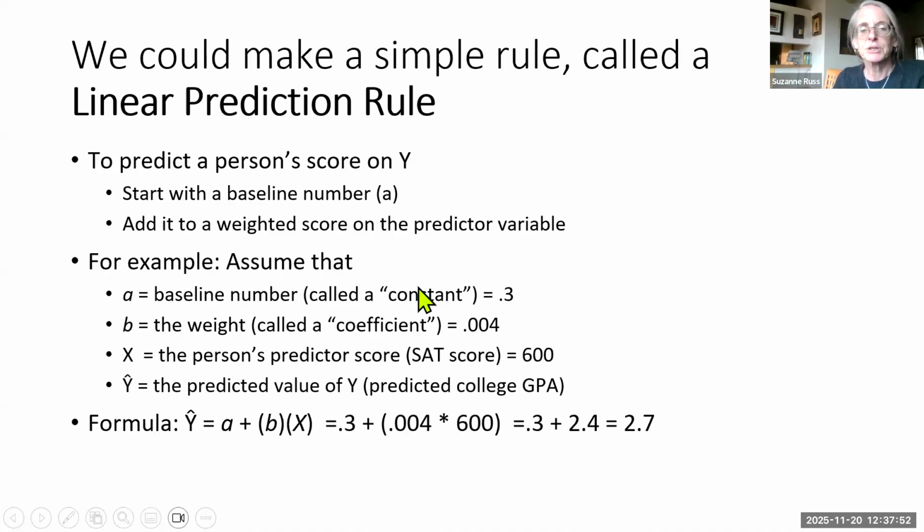And so this is what the formula would look like for this example. We have a student who applied, they got a 600. We already know our coefficient B. We already know our constant A. And so the formula to predict their college GPA is A plus B times their score. And if we fill in the numbers, well, A is 0.3, and we add to it this 0.004 times 600. And that gives us, in the end, a 2.7. So that is our predicted score for our person, and maybe that helps the admissions officer. Does this make sense?